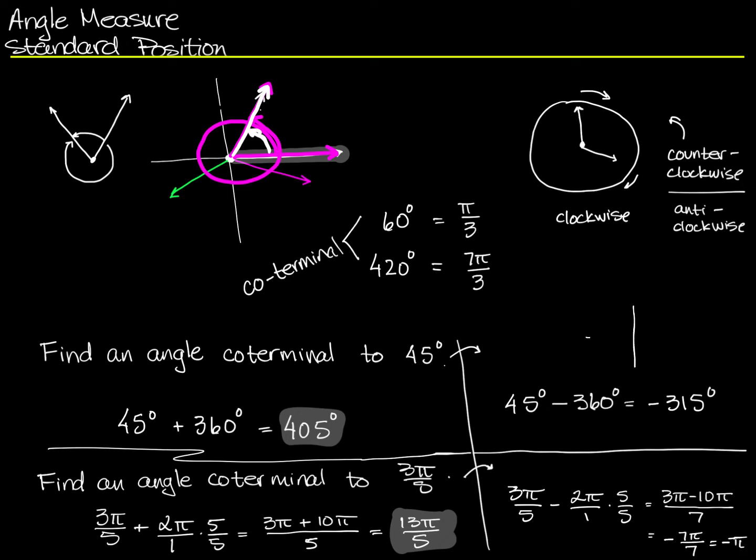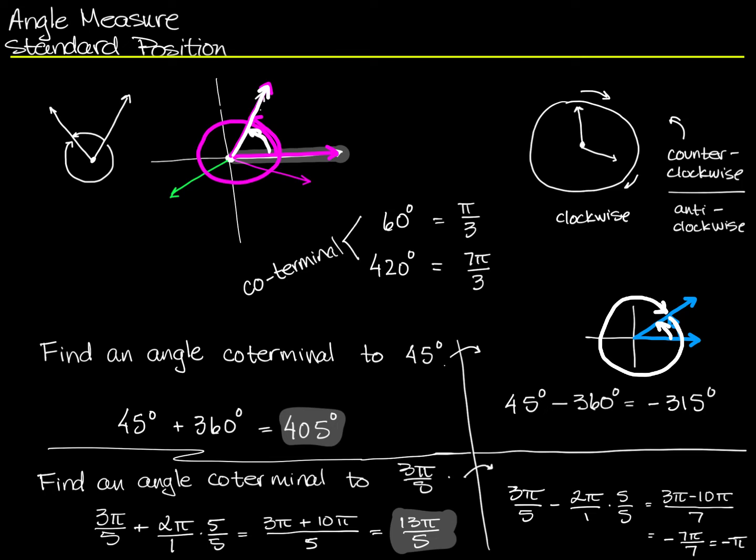In both of these cases, what's happening is that I'm starting in standard position. So I'm starting here. I'm going around 45 degrees to get to one version of the angle, the 45 degrees. But to get the coterminal angle, I'm going out 45 degrees and then subtracting 360. So I go out 45 and then I come back 360. So another name for this angle is negative 315.